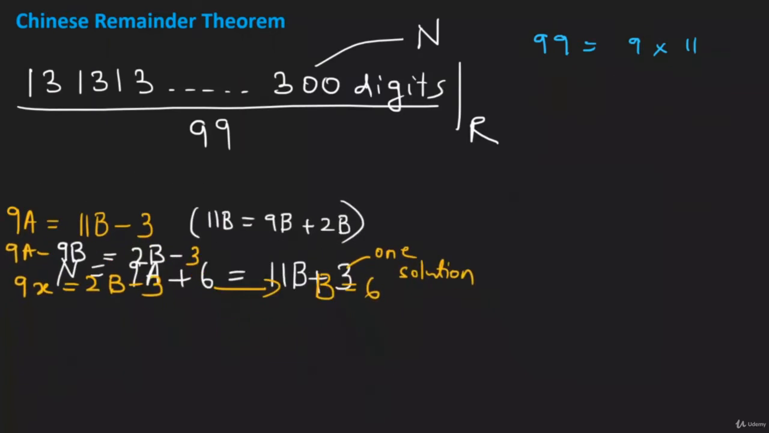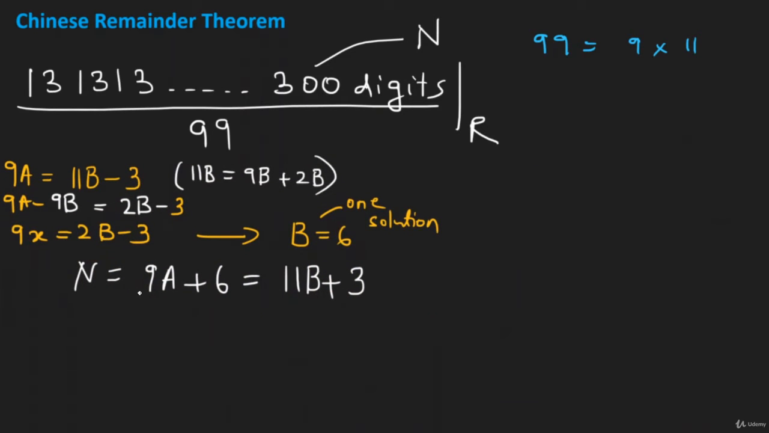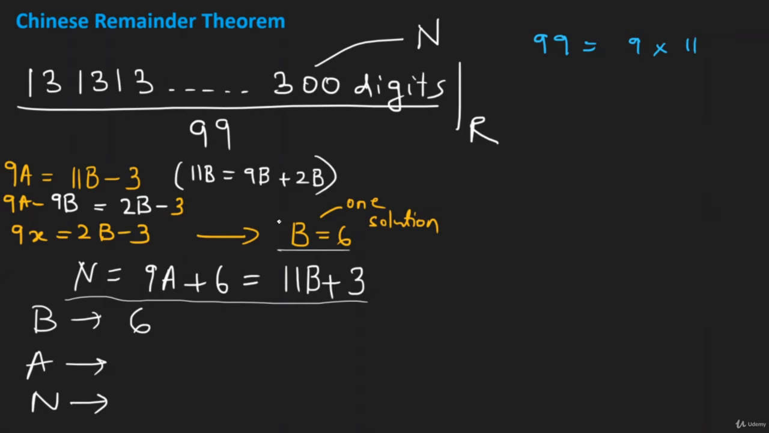Let me summarize it over here. We have our AP as 9a plus 6 is equal to 11b plus 3, and we have seen one solution of b is equal to 6, right? Now let me write the solutions over here. That's b, that's a, that's n. Now we have seen one solution of b is 6. Now in this equation over here, 11b plus 3, let me substitute b is equal to 6. I'll get 11 into 6 plus 3, that's 66 plus 3, which is 69. So that's the solution of n when b is equal to 6.